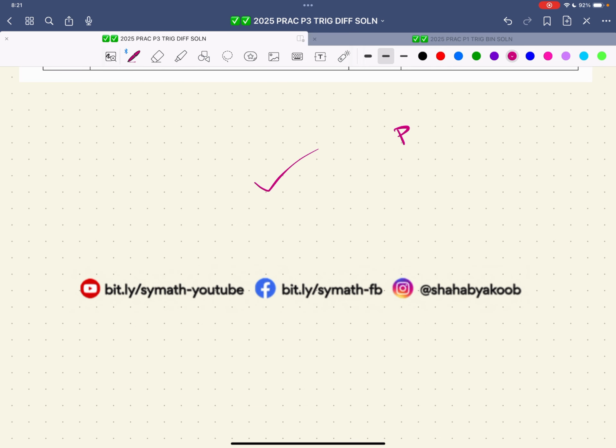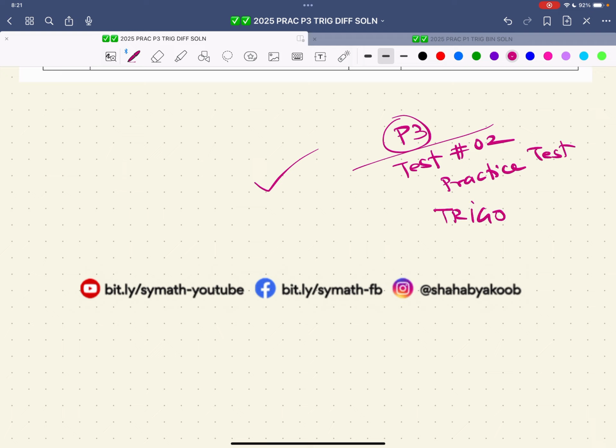So this was P3. This was test number 2 that I've taken recently. That is definitely a practice test, and it was about trigonometry, and this is about differentiation.